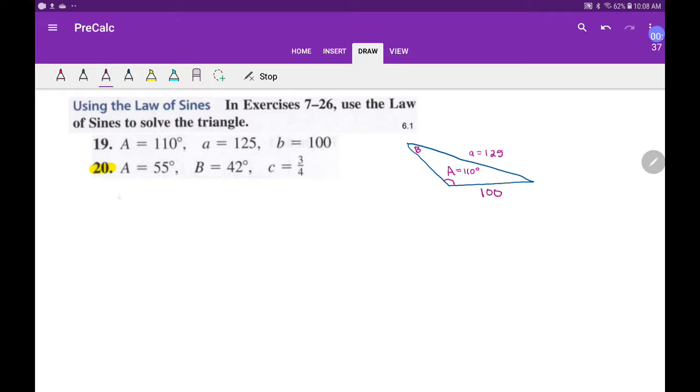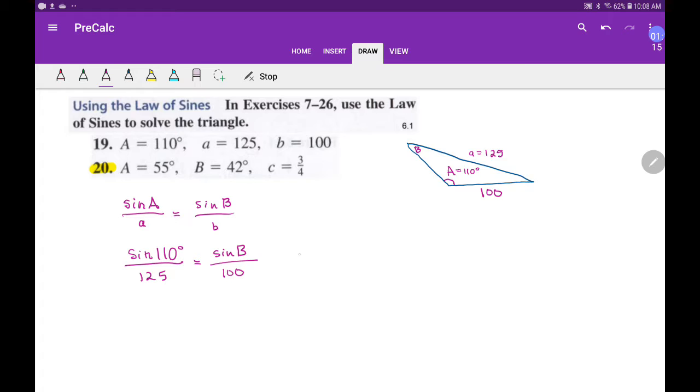So, if we wanted to find angle B, we'd put the sine on top. It's our choice which we'd like to do. So we're going to say sine of A over A is equal to sine of B over B. So that's going to look like sine of 110 over A, which is 125, and that proportion will hold up over here. The sine of B that I don't know over B that I do know, 100.